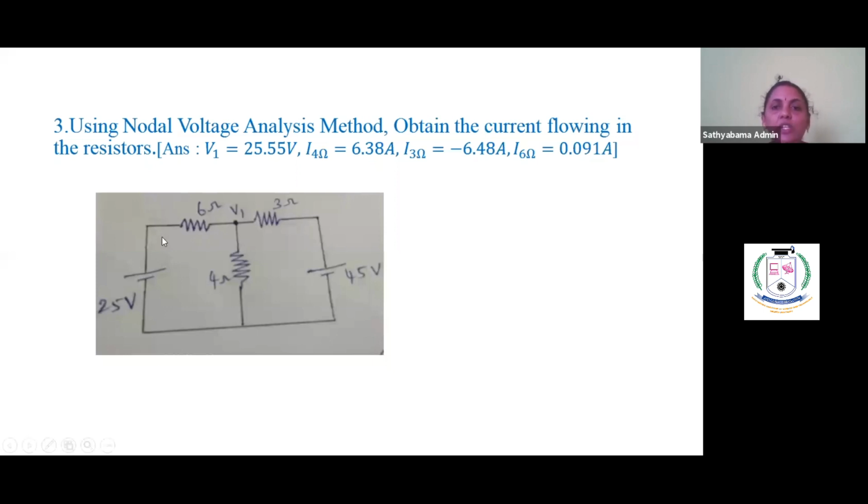Next, find out the current through 4 ohms. Current through 4 ohms is equal to, current is always given by voltage by resistance. So voltage is V1, you know the value since you had found it out, divided by its resistance value, 4. Current through 6 ohm alone, you have to measure like this: (V1 minus 25) by 6. And current through 3 ohm, you have to write the equation as (V1 minus 45) by 3. You will get the answer.